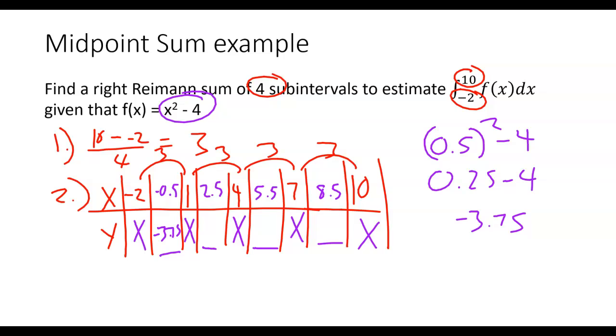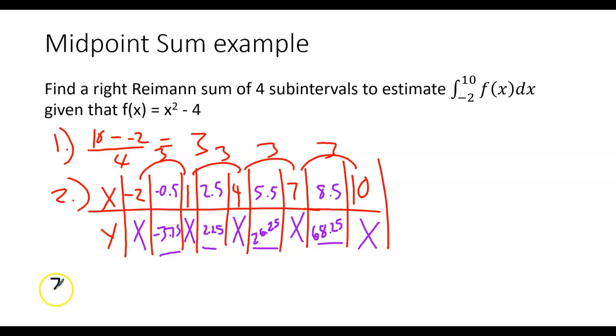-3.75. And we're just going to keep doing that. But I'll just fill the rest of them in real quick to save time. And there's that. That's the third step technically. And the fourth step, you go ahead and find your sum.